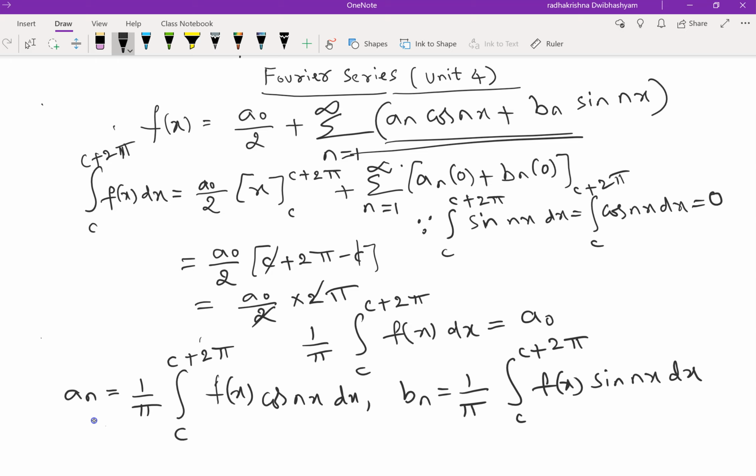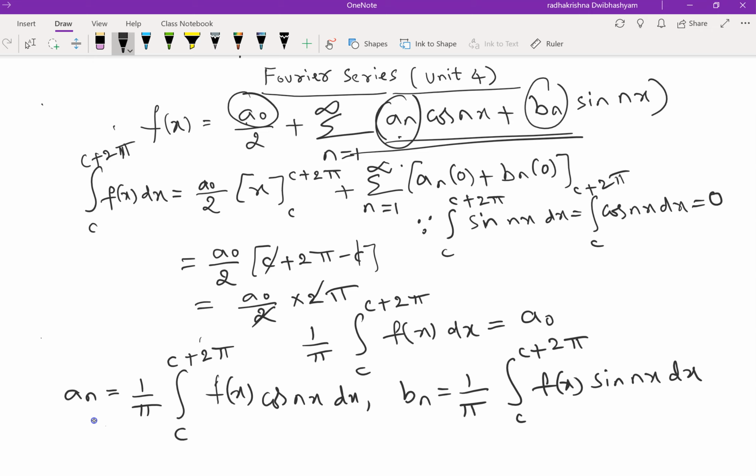Now, after getting a naught, an, bn, that means if you use these formulae, then after simplifying these integrals, we will get some numbers. a naught will be constant always. An and bn may be constants or may be in terms of n. Okay, so after getting values of a naught, an, bn, you have to replace a naught, an and bn in this Fourier series by their particular values. Then we get the Fourier series.